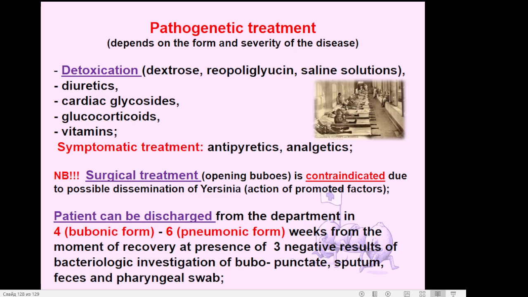All of it must be used for the plague and must be used obligatorily, because without supportive therapy the patient may die as fast as without antibiotic therapy. Both directions in the treatment of plague are very important.